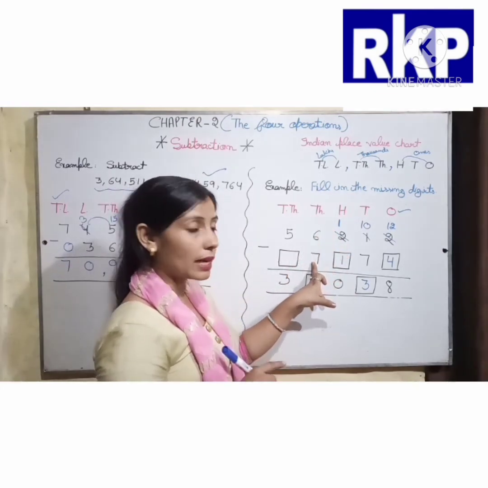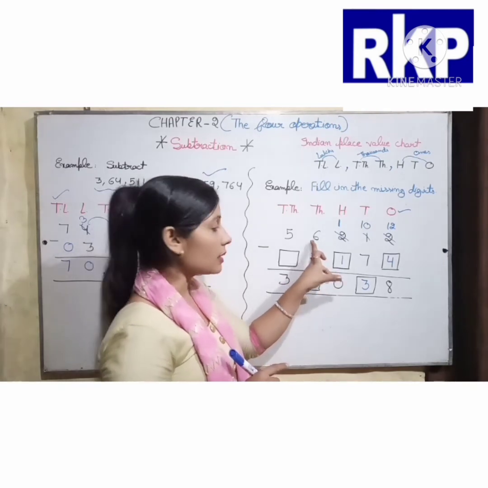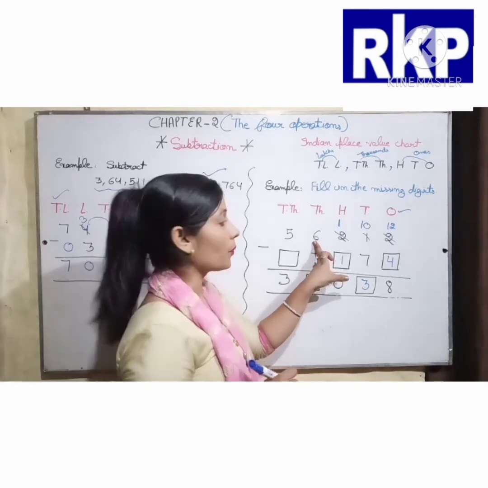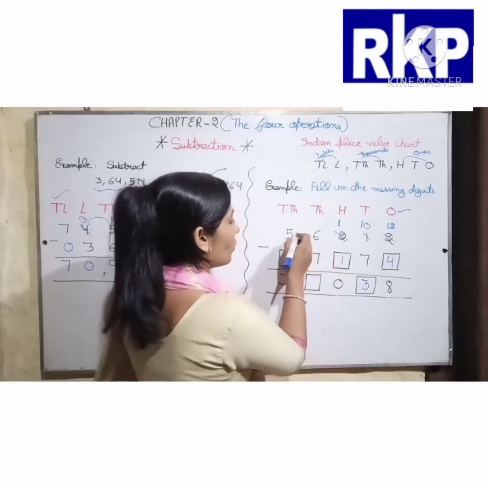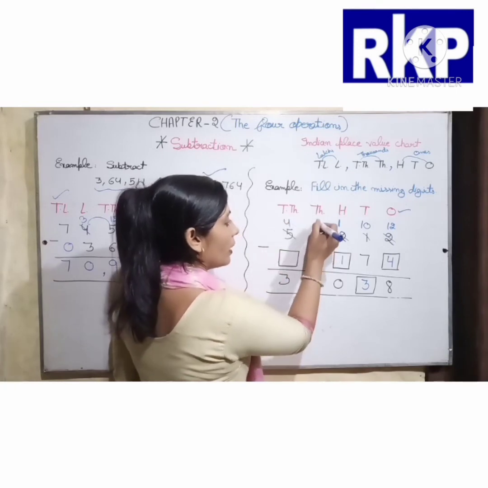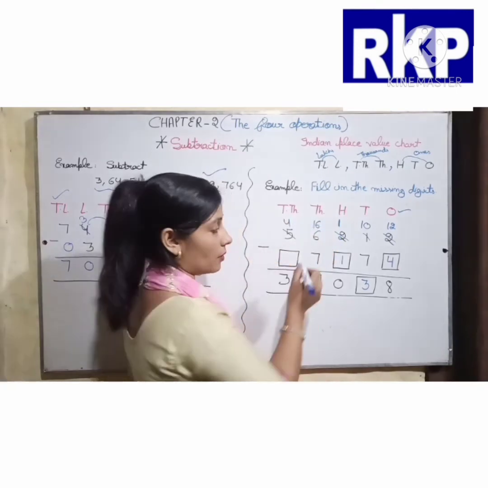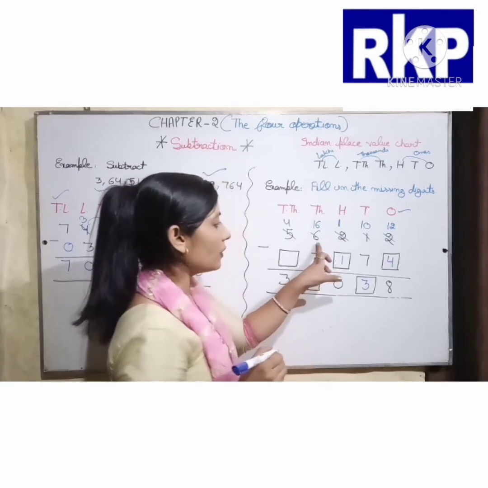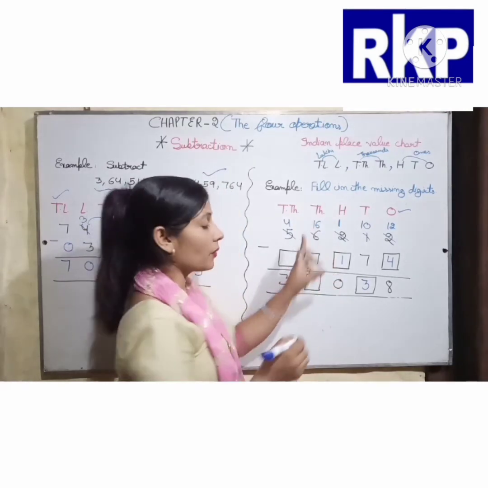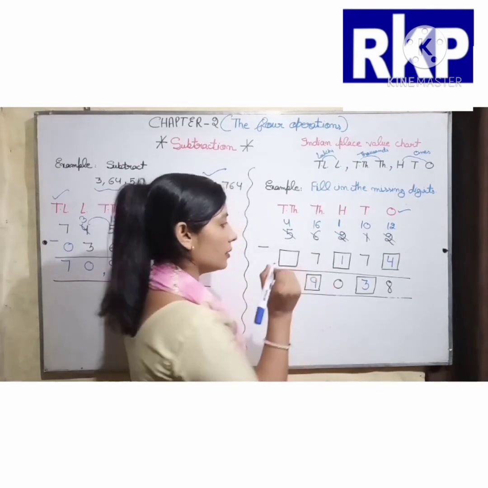We have to subtract 7 from 6 but 7 is greater than 6. So we need to borrow. When 6 will borrow from 5, then here becomes 4 and here becomes 16. Okay. And when we subtract 7 from 16, then we get 9.